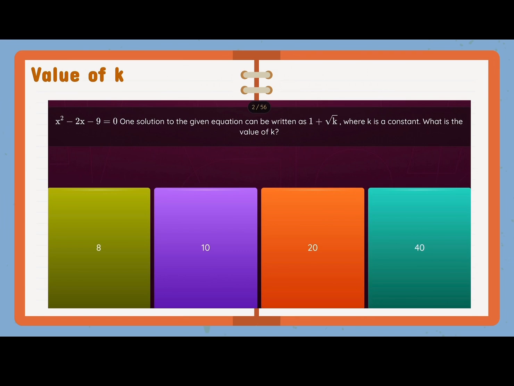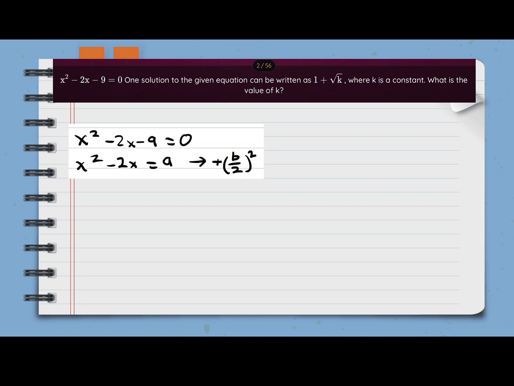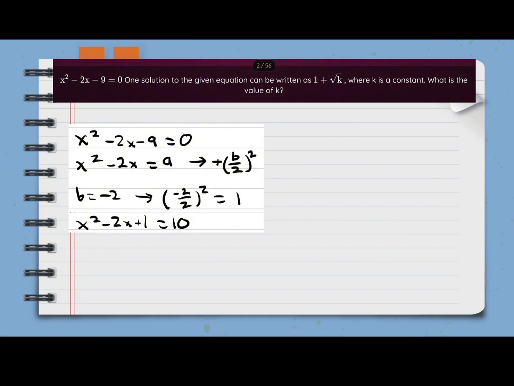Okay, for this question, we have x squared minus 2x minus 9 equals 0. One solution of this equation is written as 1 plus square root of k, where k is a constant. What is the value of k? We have 8, 10, 20, and 40. So one way we can solve this equation is completing the square. We can do that by adding b over 2 squared on both sides. We know that b equals negative 2, and we can just plug that in as negative 2 over 2 squared equals 1. X squared minus 2x plus 1 equals 10.